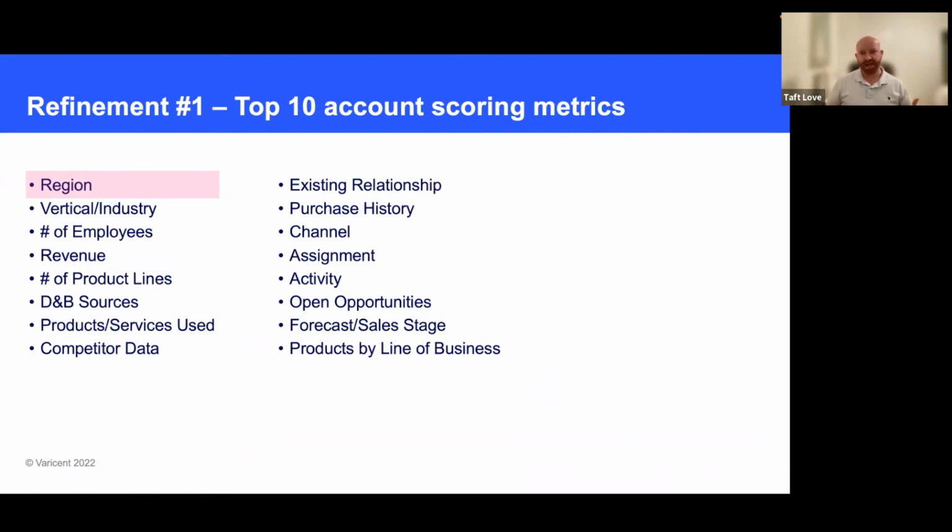But in most cases, region is important either because of your territory model or because of laws in various other countries or other regions. Early on at SmartRecruiters, there were parts of EMEA, Europe, Middle East, and Africa, where we couldn't sell because we didn't have certain certifications that were required by, for example, the German government. And so region was hugely important for our account scoring. We literally can't score to them.